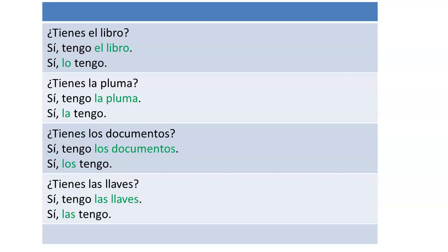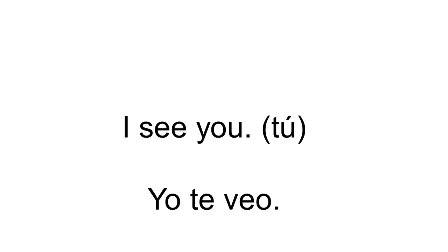Okay, well, enough of examples. Let's practice. How would you say in Spanish, I see you? Do you remember? Using the verb ver, you have to conjugate it in the present tense. And remember, in Spanish, you would literally say, you, I see. That's Spanish word order, Spanish syntax. You, I see. Informal you. ¿Cómo se dice, I see you? Yo te veo.